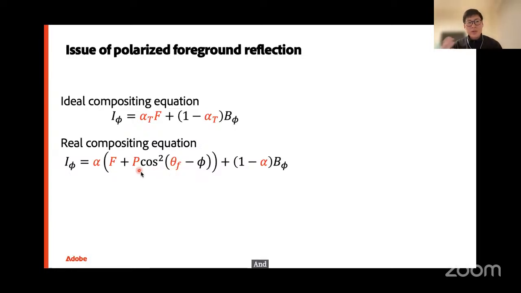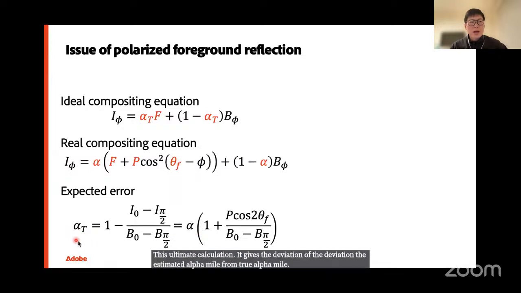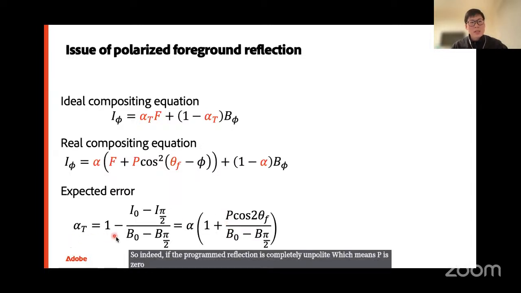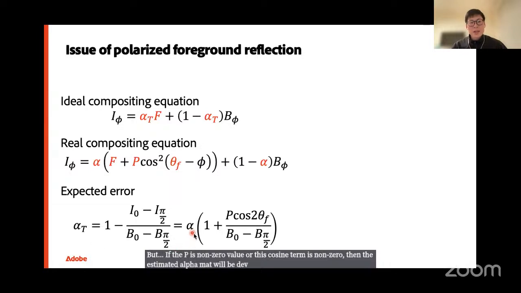Substituting this real compositing equation into this alpha matte calculation gives the deviation of the estimated alpha matte from the true alpha matte. Alpha t is the estimated alpha matte from the classic parametric matting, and alpha is the true alpha matte. Indeed, if the foreground reflection is completely unpolarized, which means P is 0, alpha t always equals the true alpha. But if P is a non-zero value, or this cosine term is non-zero, then the estimated alpha matte will deviate from the true alpha matte value.